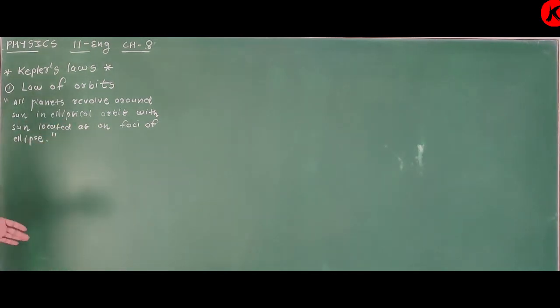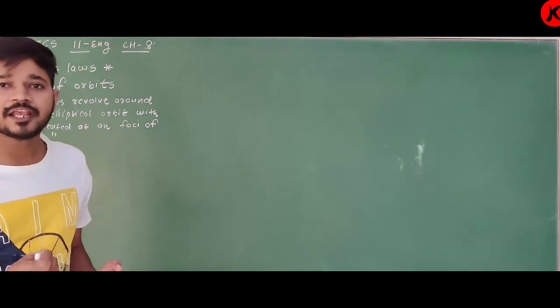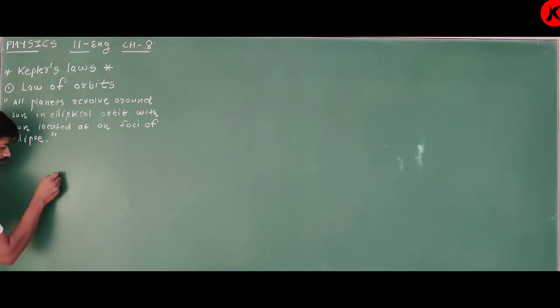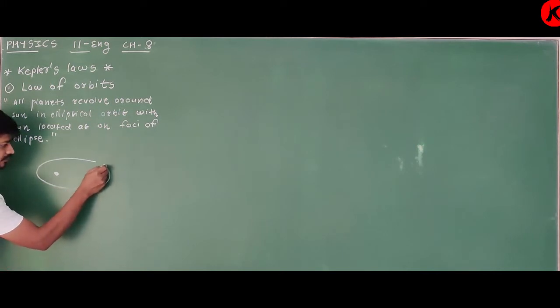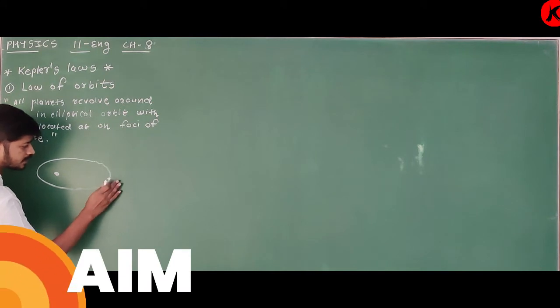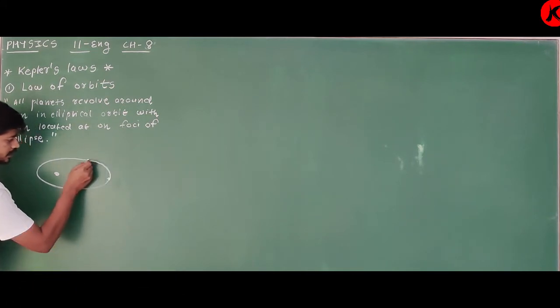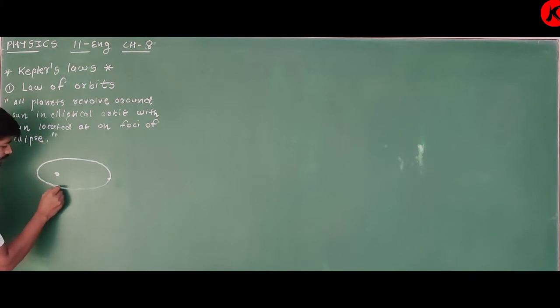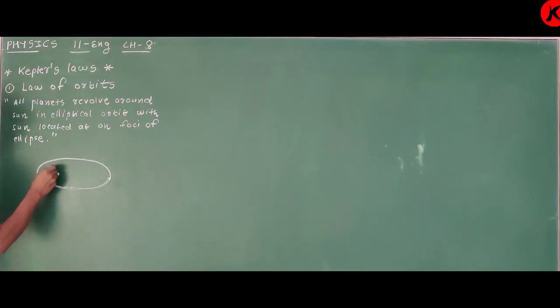orbits, as it gives the type of orbit. It is called law of orbit. Okay, we will also draw its figure. Here it is the Sun, and here it is the elliptical orbit. So suppose any planet P is revolving in such an elliptical orbit. Here is the Sun as one of the foci. So it is an ellipse. Clear about this?